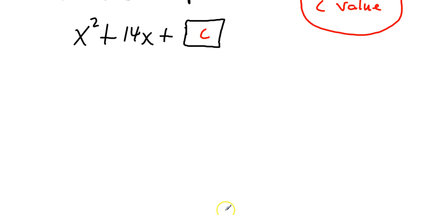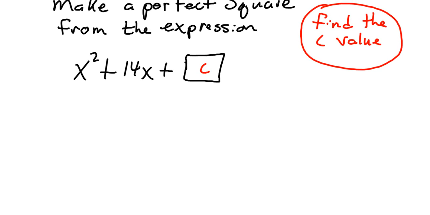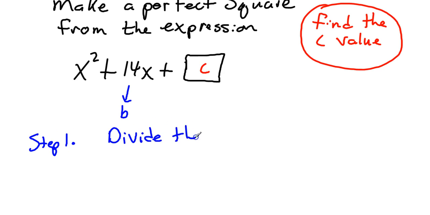You're going to do two things, or three depending on how you stretch it out. But basically it is this. You're always going to take the middle term that you have here, which they're going to call the B term. You're going to take the B term and divide it by 2.